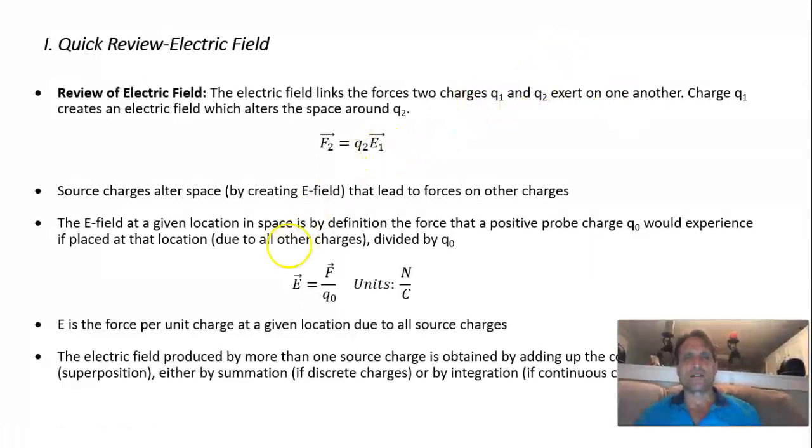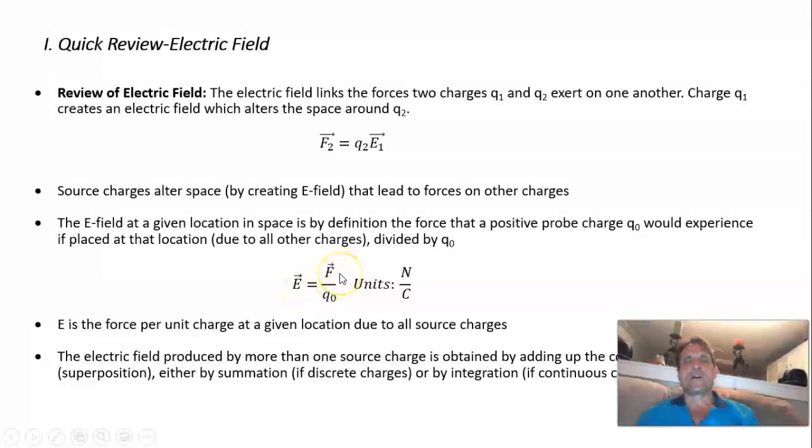And so to find the electric field at some location in space, recall from chapter 23 that we took this positive probe charge Q0 and we put it at some arbitrary position, and we calculate the force that all of the source charges would exert on this charge Q0. We get that force, and then we divide by this charge Q0, and it's the force per unit charge that a positive charge would experience at that location in space.